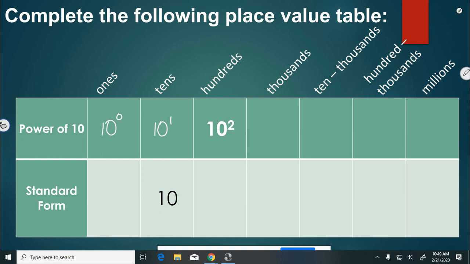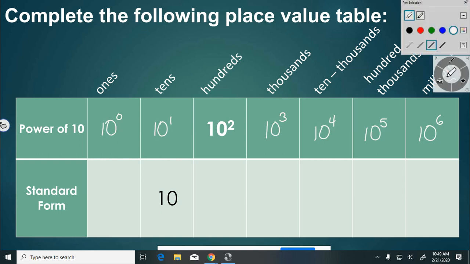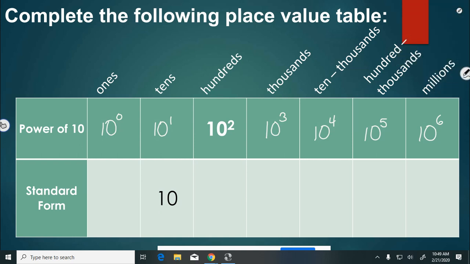Going the opposite way, 10 to the third would be 1,000, 10 to the fourth would be 10,000, 10 to the fifth is 100,000, and 10 to the sixth is a million. Now we can take that and fill in the standard form of each.